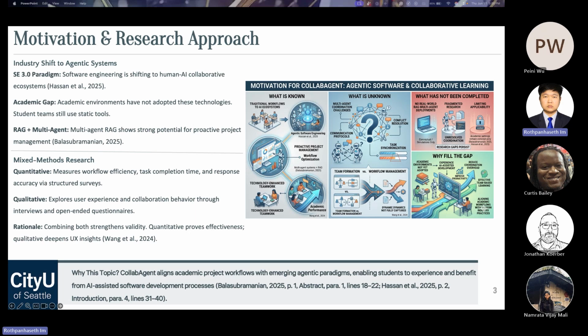The motivation comes from the broader industrial transformation. Software engineering is increasingly moving toward human-AI collaboration, sometimes described as the software engineering 3.0 paradigm. In industry, AI agents are beginning to assist with planning, coordination, documentation, and development tasks. However, academic project environments remain largely unchanged.